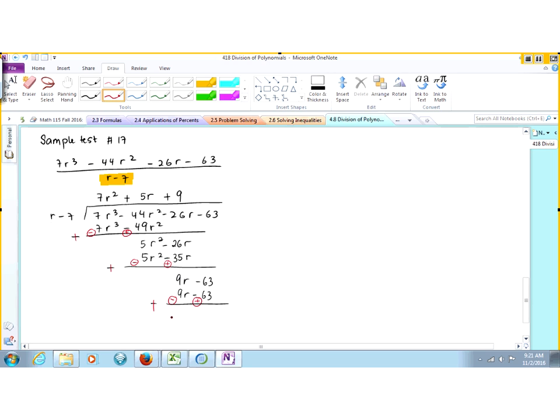So now I have 9r minus 9r, that cancels. What about negative 63 plus 63? That is 0. So what is my answer? Do I have a remainder? No. So the quotient is 7r squared plus 5r plus 9.